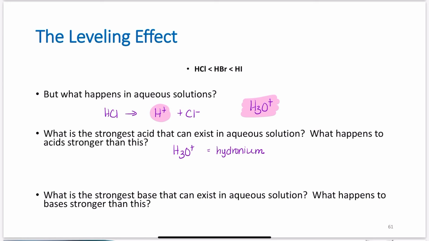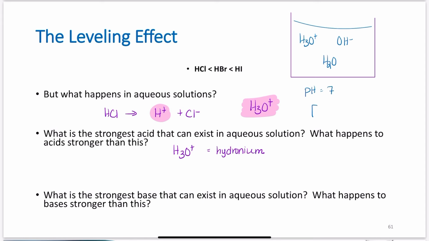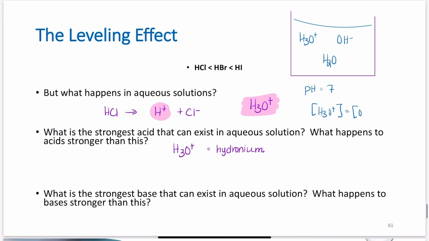I don't understand. What I need you to think about is if you have a beaker of just water, you naturally have floating around in solution H3O plus, OH minus, and H2O. But at pH of 7, we know that our H3O plus concentration equals our OH minus concentration, and this equals 1.00 times 10 to the minus 7 molar.